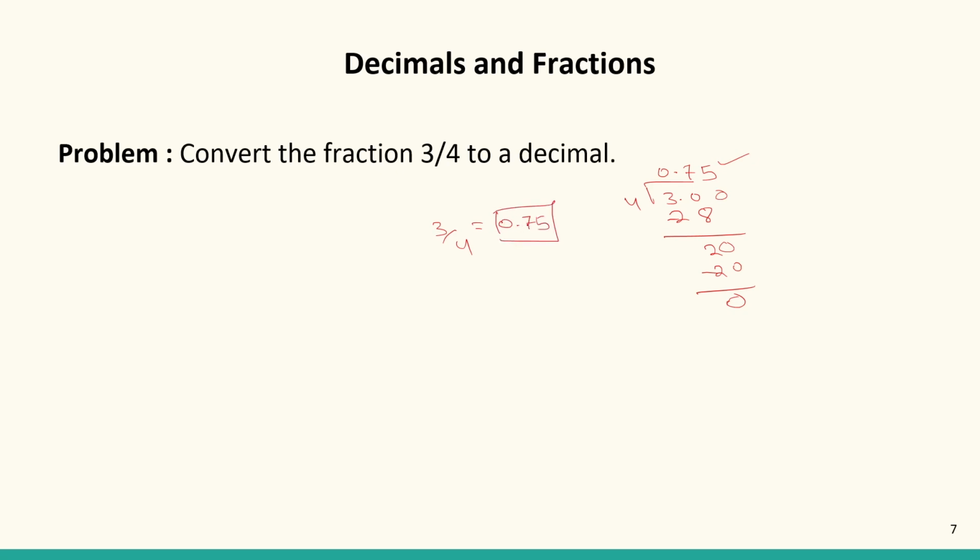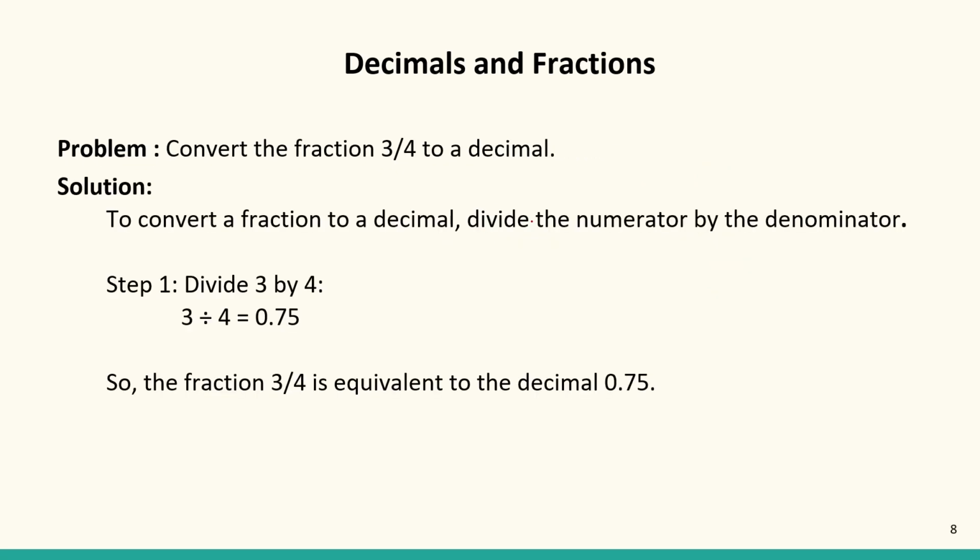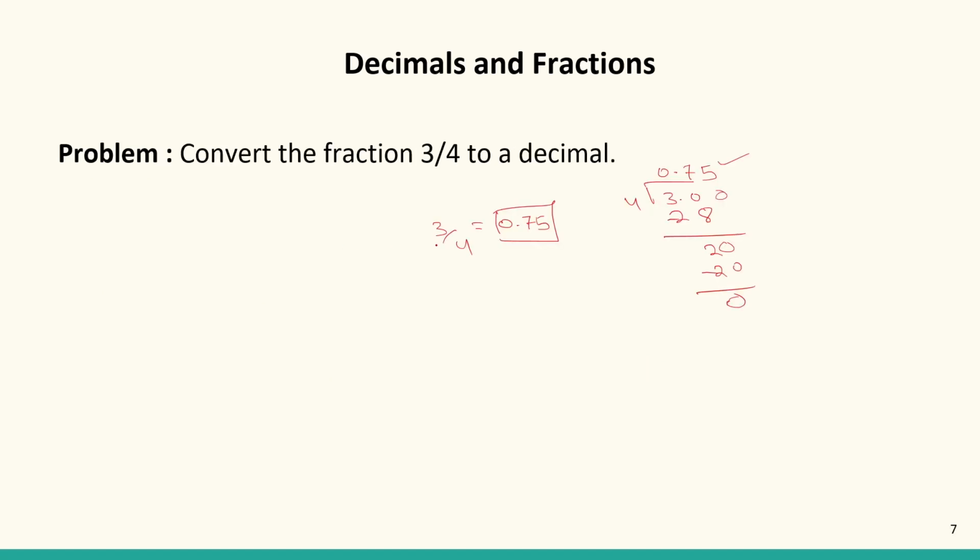So let's see the answer. You got 0.75 as the answer. What we did was divide 3 by 4. We divided it here and you can see it. So this is the answer.